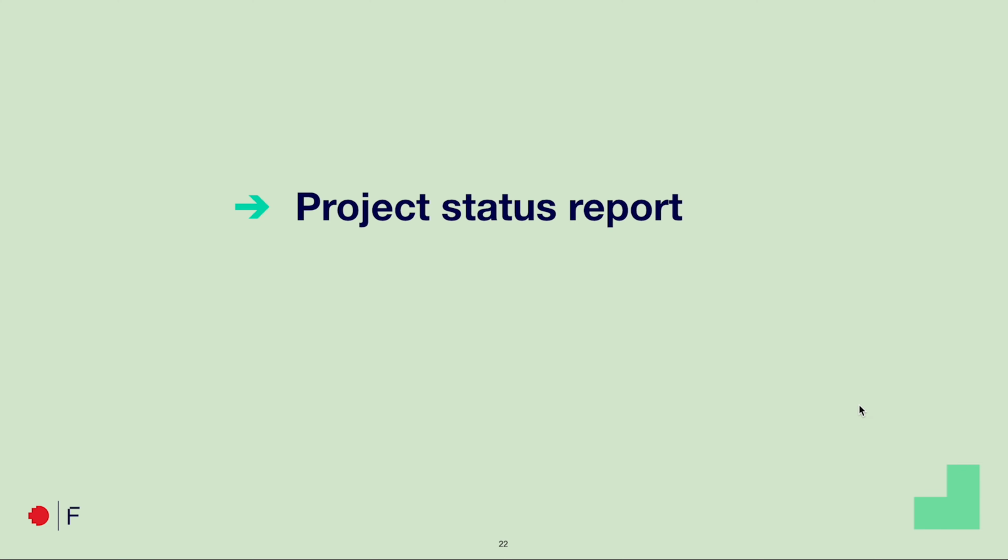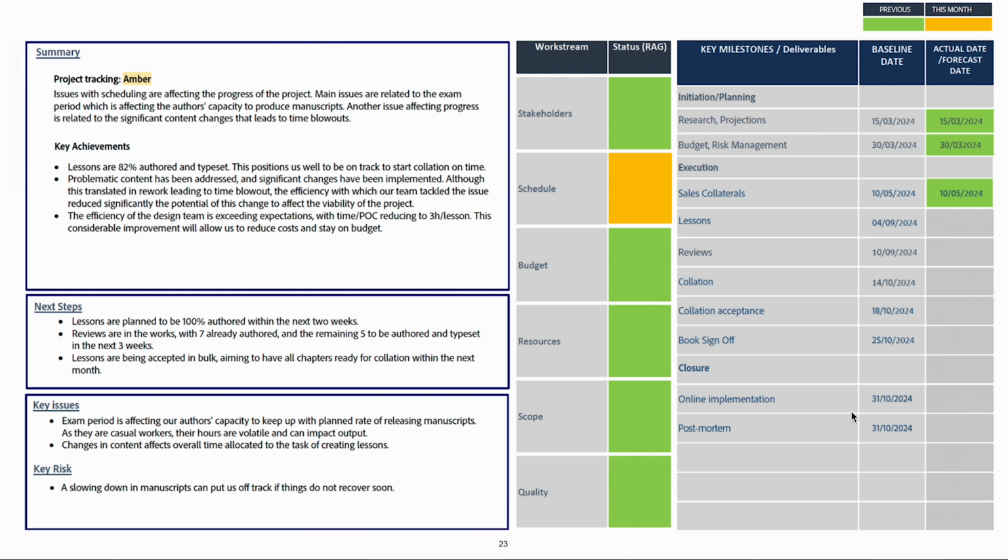Our project status report as of this month. We are currently in amber after being in the green for the past few months. Issues with scheduling are affecting the progress of the project, which is putting our triangle out of balance. Main issues are related to the exam period, which is affecting our authors' capacity to produce manuscripts. This is a risk that has been planned for and is not a surprise.